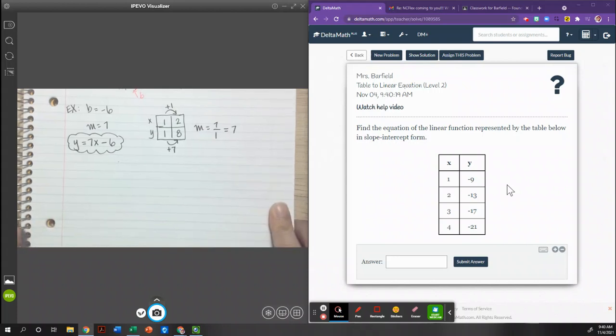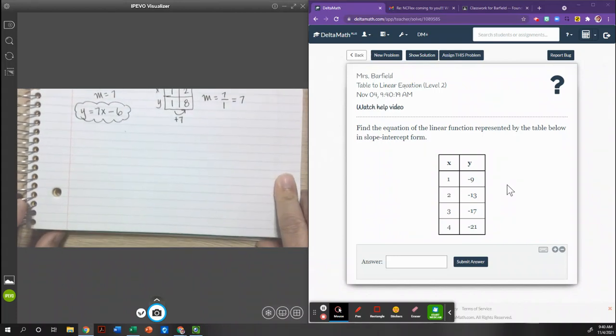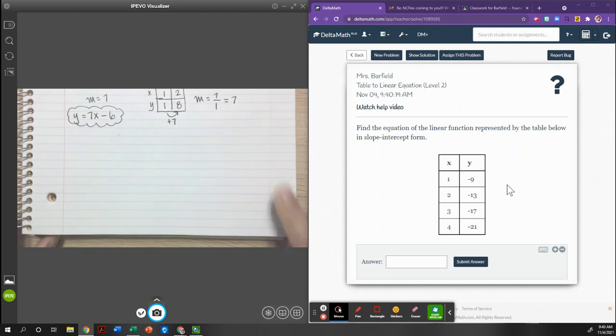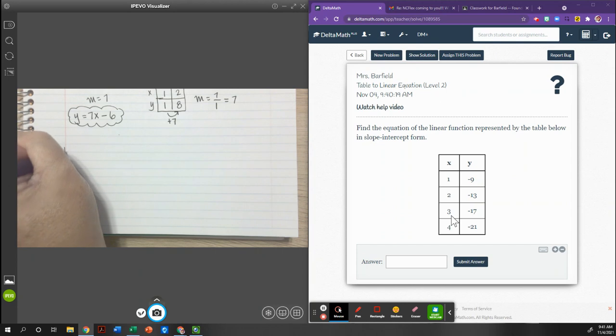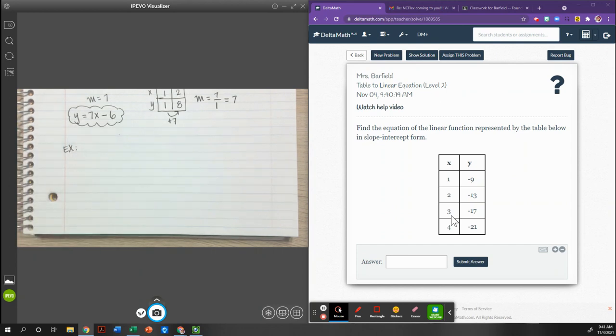All right, you guys. So let's go back and now we're at part 2. Now let's talk about what happens when we don't have x equals 0 in our table. That's going to change our process just a little bit. It's not actually going to be much because you already have the skills that you need.